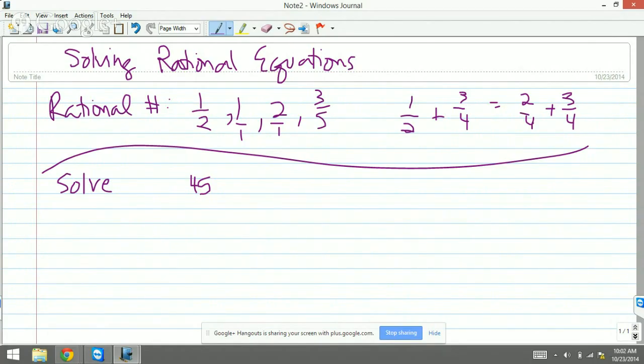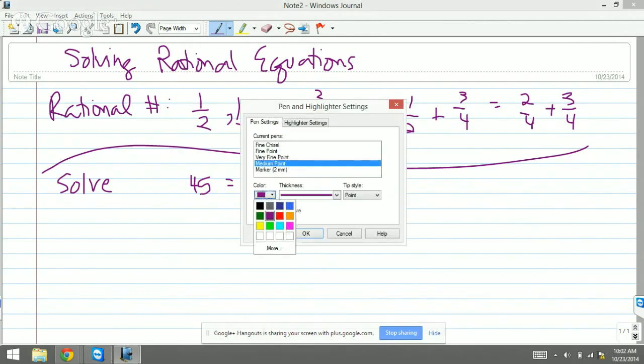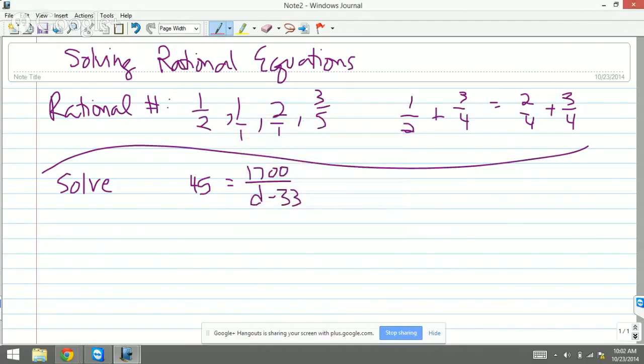Okay, so let's keep it simple to start. Okay, there's an equation. It's a rational equation. 45 equals 1700 over d minus 33. That is the equation. Solve for d.